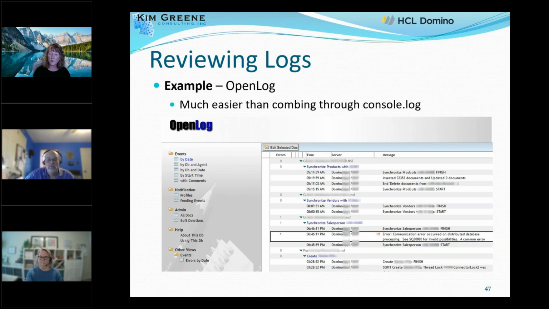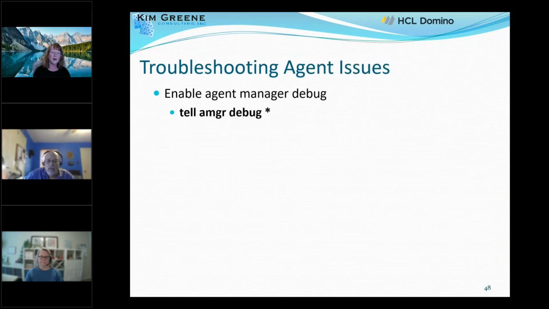We see a bit of information about the error, and we have some examples later that we'll talk about when we look at errors even for external systems, for example, like DB2. But this is a lot easier than looking through the console log, and you can slice and dice this data any way you want, build your own custom views. Very, very helpful. At this point, I'm going to turn it back to Paul to talk about debugging agents.